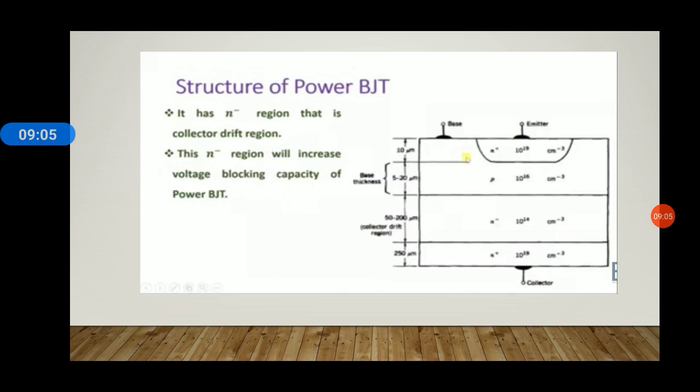The NPN transistor, in which base is positive and collector and emitter are both negative. NPN transistors, as I have mentioned, are more commonly used over PNP transistors. Now the doping level in each of the layers is given here.